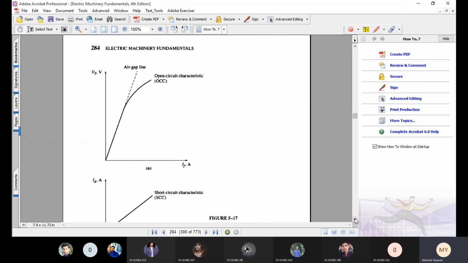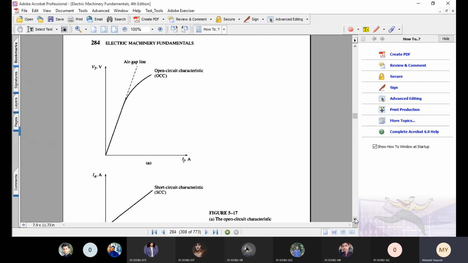Now coming to the open circuit test. What happens in the open circuit test of a synchronous generator? We open circuit the armature winding of the synchronous generator. We set the field current equal to 0. Now at no load, we all know that the output phase voltage V phi and the internally generated voltage EA both are equal.